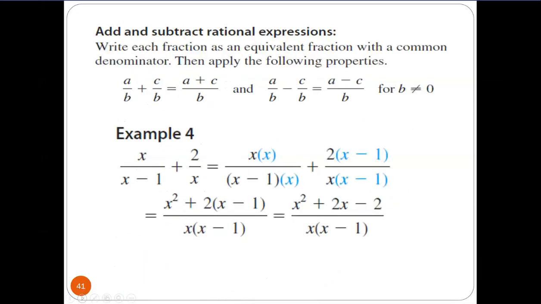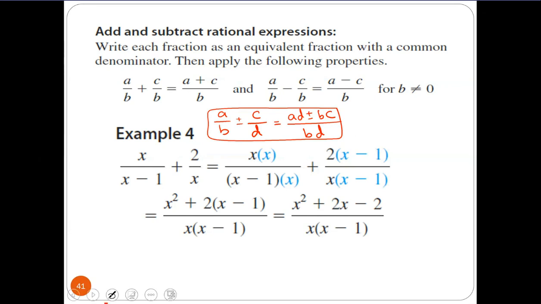In addition, the general law of addition: if we have a over b plus or minus c over d, this equals, multiply the denominators together, b multiply d, and ad plus or minus bc, like this. This is the general rule.